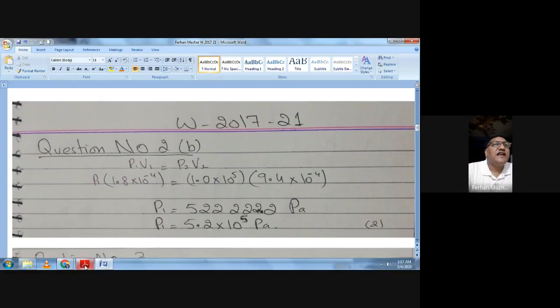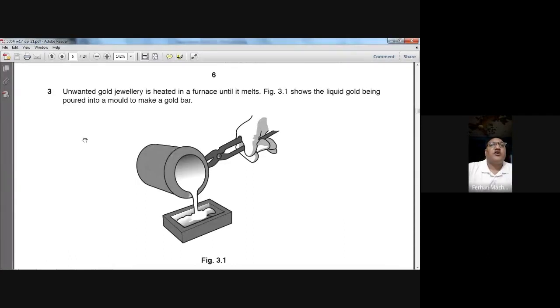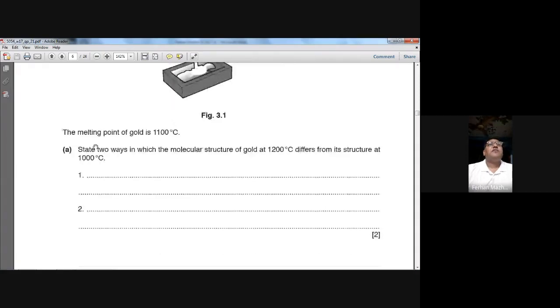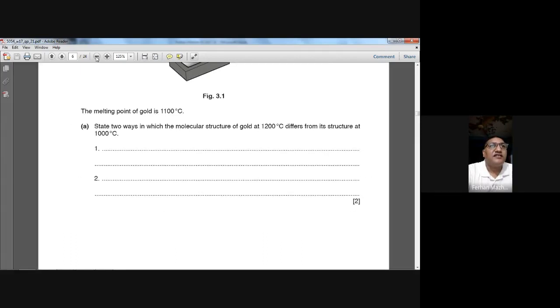Okay, so let's move to the next question. The next question on your screen is question number 3. Unwanted gold jewelry is heated in a furnace until it melts. Figure 3.1 shows the liquid gold being poured into a mold to make a gold bar. The melting point of gold is 1100 degrees centigrade. State 2 ways in which the molecular structure of gold at 1200 degrees centigrade differs from its structure at 1000 degrees centigrade. Let me reduce the size a little bit so it is clear to you.